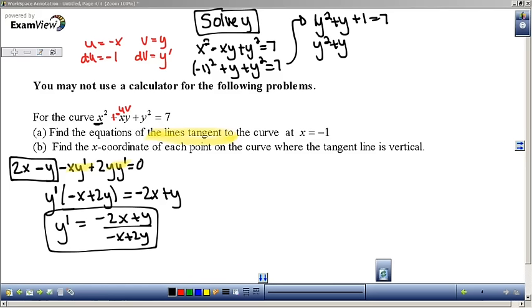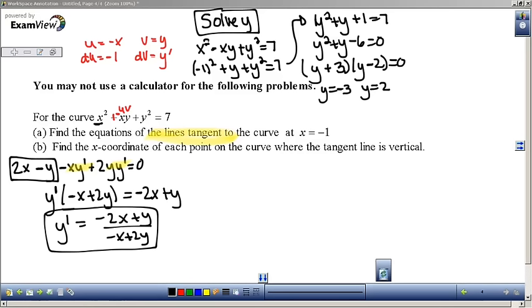So I'm going to have y squared minus 6. If I factor, because I'm trying to solve for y, I'm going to have y plus 3 times y minus 2. So I'm actually going to get two y values. The first one is going to be at -3. The second one is going to be at 2. So I'm going to have two tangent lines to the curve at x equals -1.